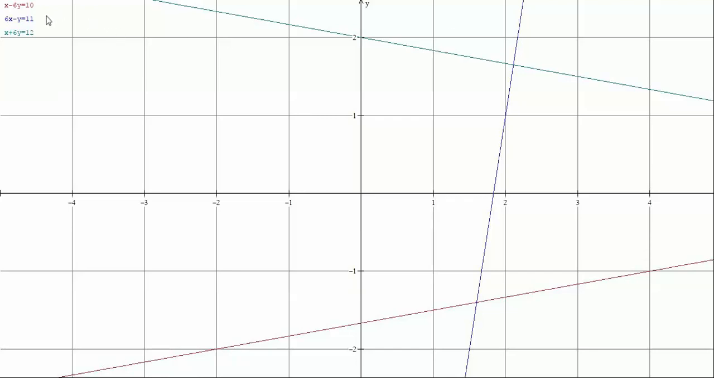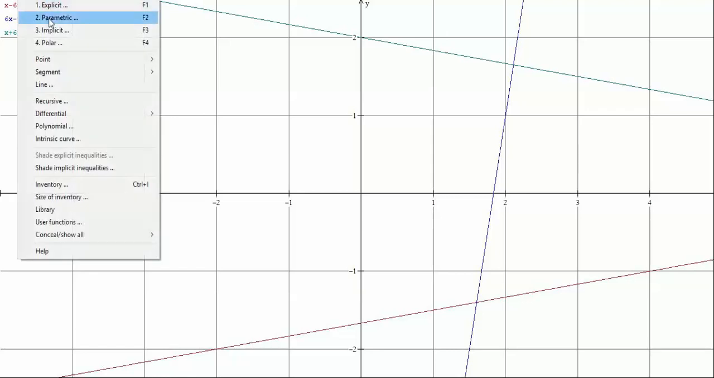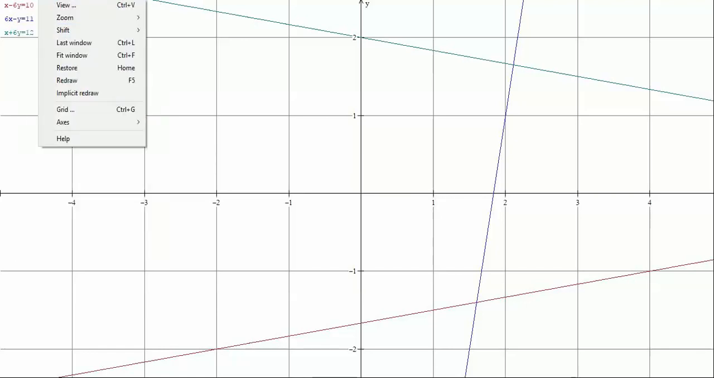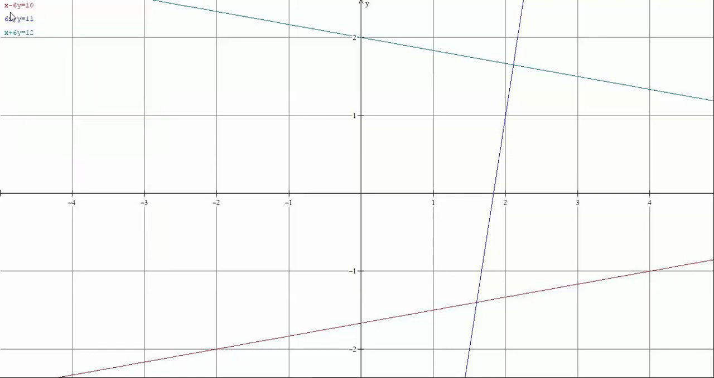And I used Winplot here to plot each of these. If you do this, notice down here it says implicit. That's the same as standard. And that's how I wrote them, x minus 6y. I just wrote them the same way I think they were given in the previous problem. Anyway, I think it's pretty obvious that none of these lines are parallel.